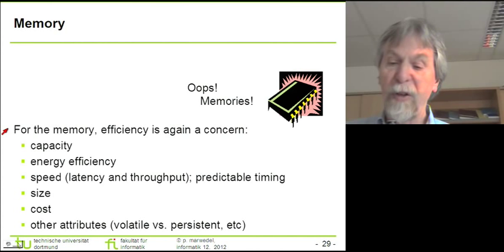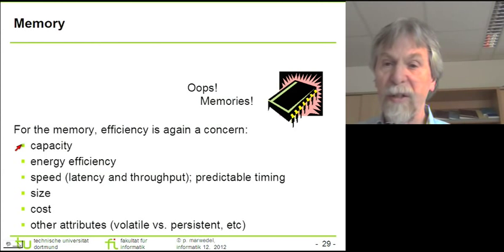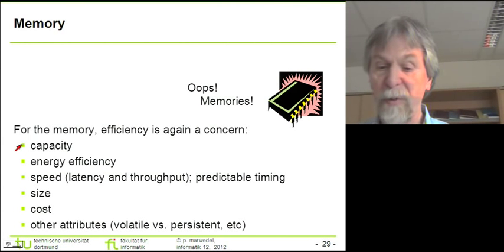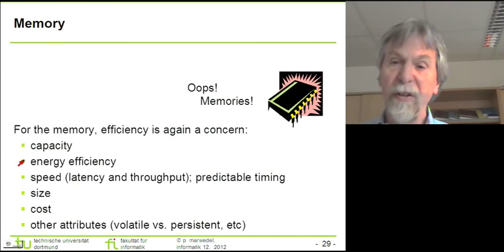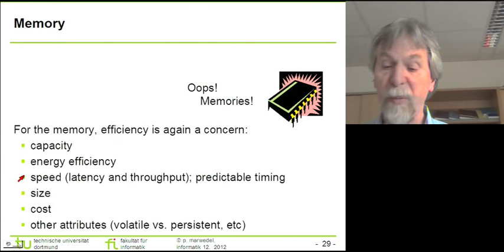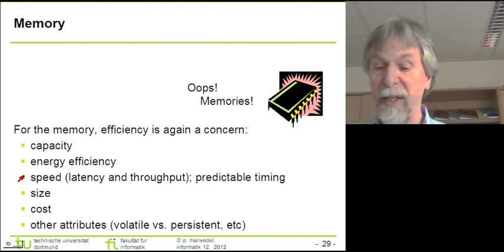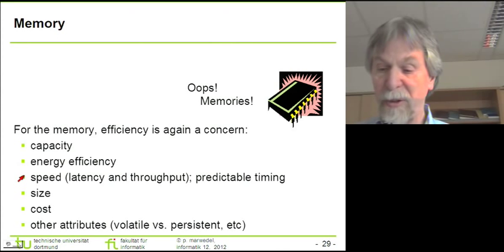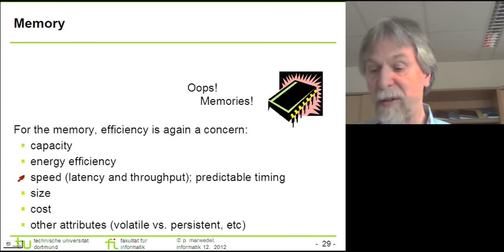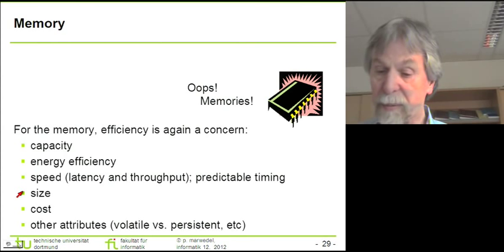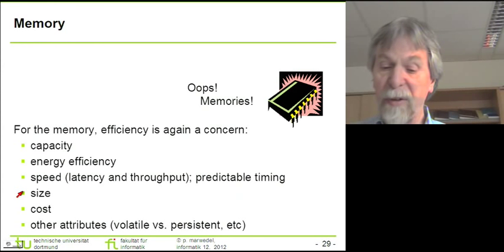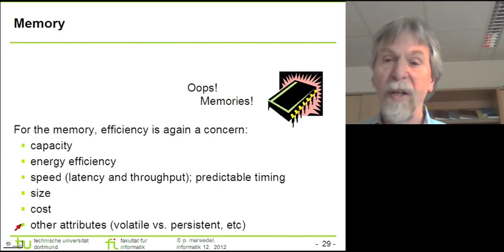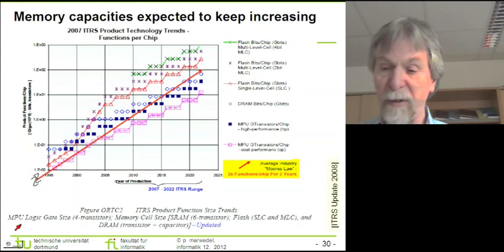For the memories, efficiency is again a concern. And that means that we have to take into account the capacity of the different memories. We need to care about the energy efficiency of memories. We need to care about the speed, both in terms of the latency and the throughput. And also for real-time systems, it's more important than for PC-like systems that we have a predictable timing. And of course, the size, the cost, and other attributes like volatility and persistency are relevant for these memories.